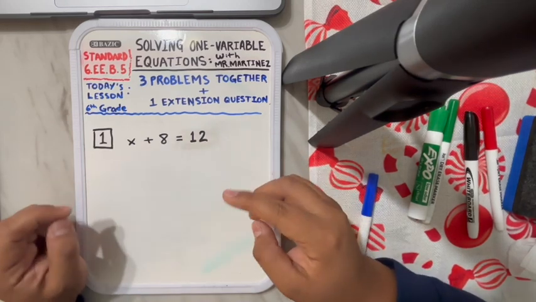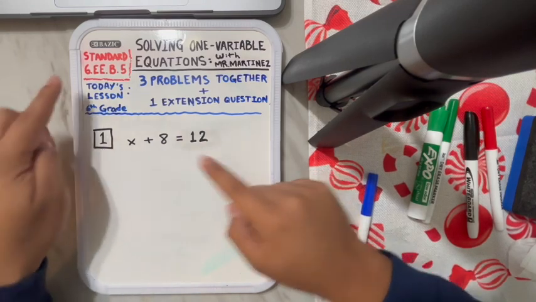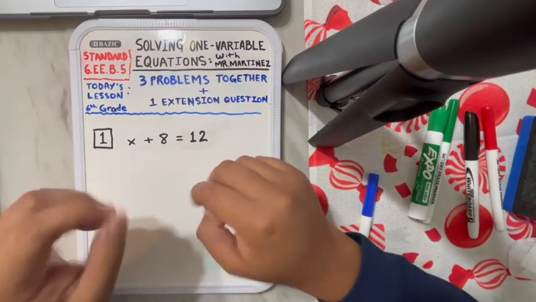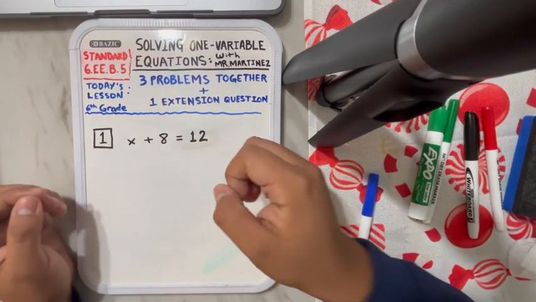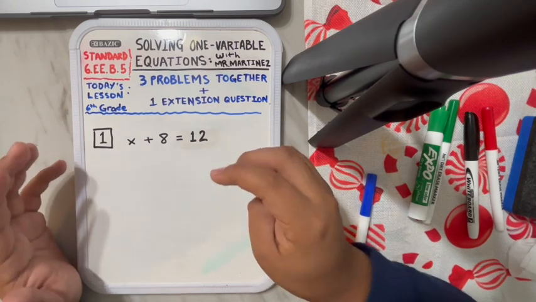For today's class, we are going to be learning how to solve one variable equations. Now, the standard that we're going to be looking at for today is reasoning about and solving one variable equations and inequalities. So, for today's lesson, this is intended for our sixth grade class.